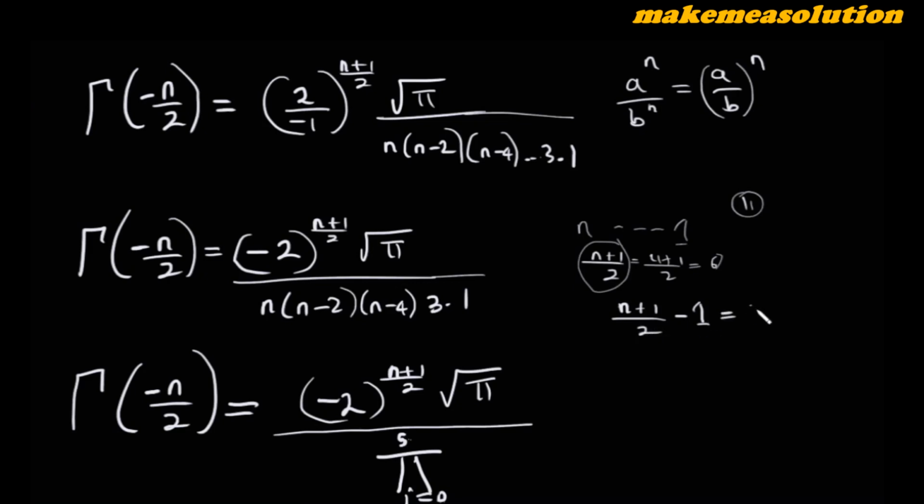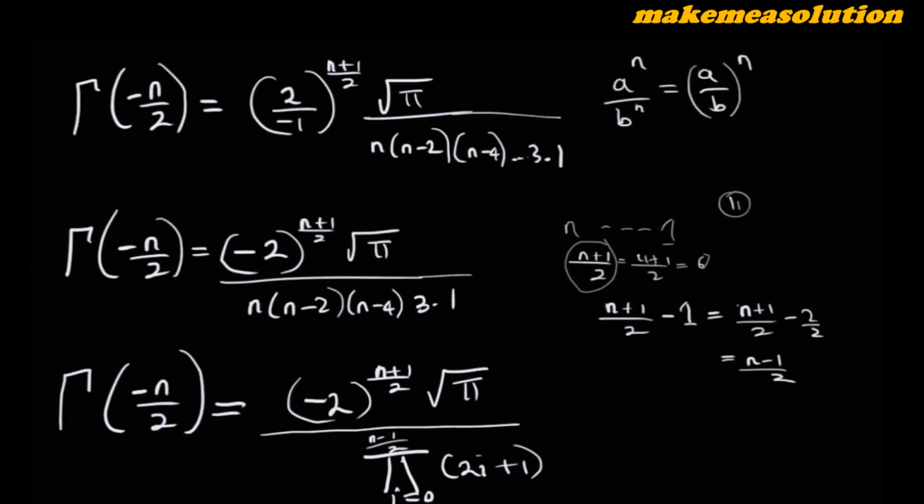So if you solve this, (n+1)/2 minus 2/2 is (n-1)/2. So this formula should run from i equals 0 to i equals (n-1)/2. Okay, so this is your 2i plus 1. So this is the general formula for evaluating the gamma of negative numbers.